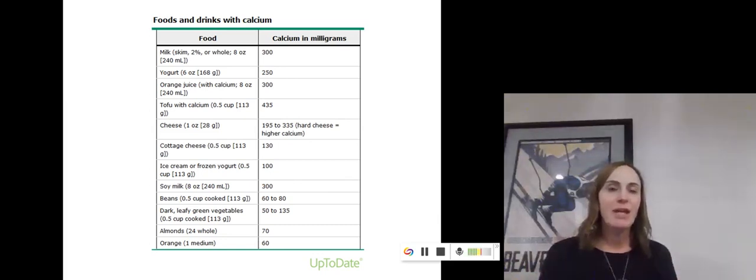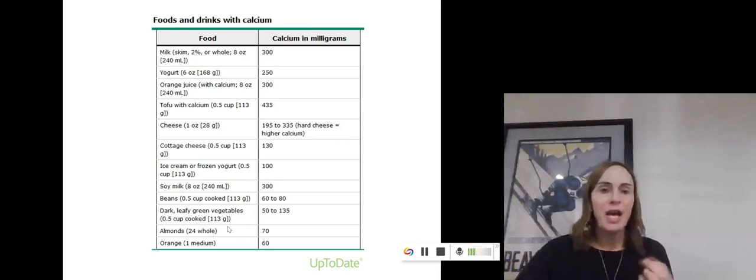8 ounces of milk gives them about 300 milligrams of calcium. If they are using the artificial milks like almond milk and stuff like that, it just doesn't give you nearly as much, so you really want to make sure that they're doing cow's milk. Yogurt is a great source, 6 ounces. Orange juice, make sure it has calcium. Tofu with calcium. Cheese, you're looking at about 1 ounce, etc. I will often print or email them this list and help them get some more calcium in their diet. If not, then I'm going to put them on a standard calcium supplement.